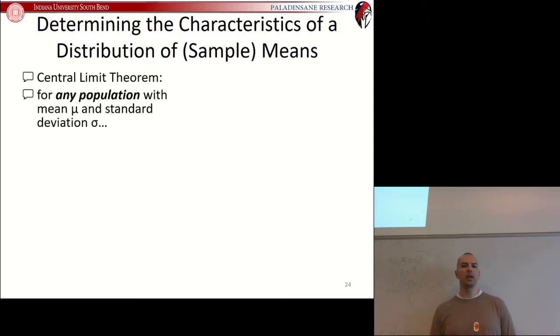So for any population with a mean of mu and a standard deviation of sigma, that's very important, that first statement there. For any population, which means that there is no population that is out of bounds for the central limit theorem, which means that there's no population that's out of bounds for psychology.